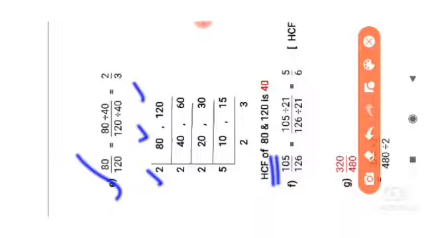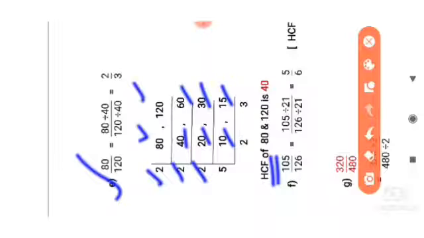If you divide 80 by 2, it is 40, and if you divide 120 by 2, it is 60. Again 40 and 60 both are even, so again you take 2. If you divide 40 by 2, it is 20, and if you divide 60 by 2, it is 30. So now the numbers are 20 and 30. Both are still even, so next again divide by 2. If you divide 20 by 2, it is 10. If you divide 30 by 2, it is 15.